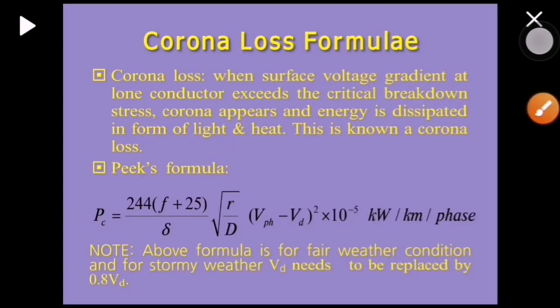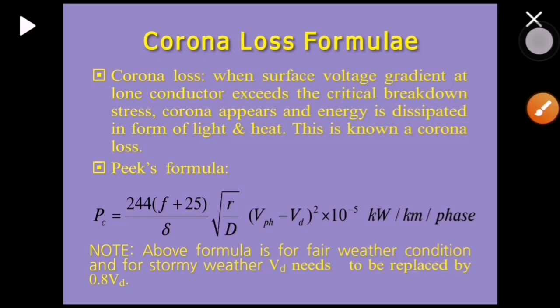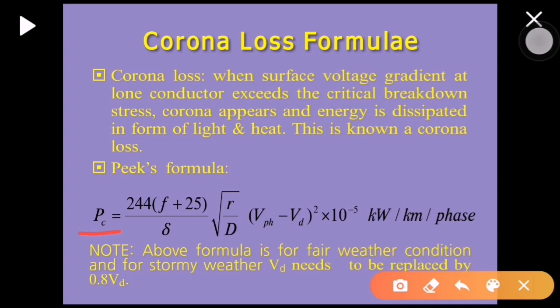Now let us take a look at two formulae for corona loss. We already know that corona results into real power loss in the form of heat and light. Now Peek has given one empirical formula to determine corona loss, and this is given as Pc equal to 244 into F plus 25, where F is the frequency of the voltage at which the line is being operated, divided by delta into root of R by D into V phase minus Vd whole square into 10 to the power minus 5, in kilowatt per kilometer per phase.